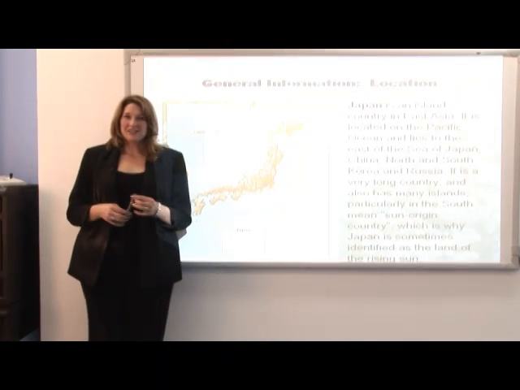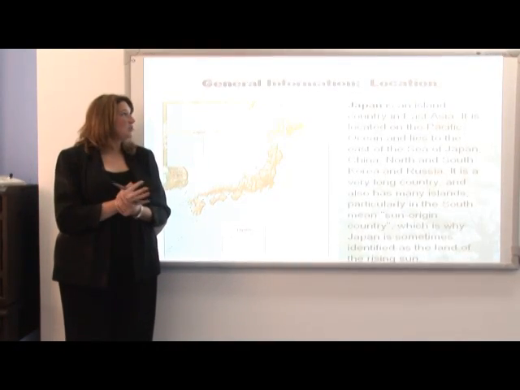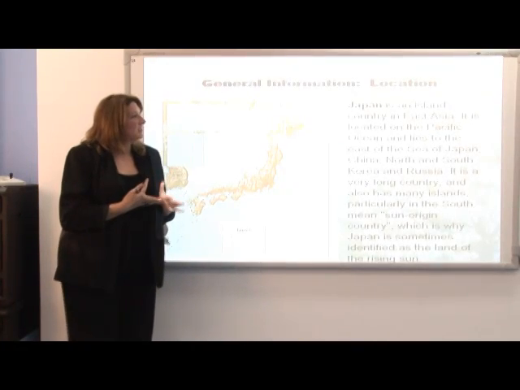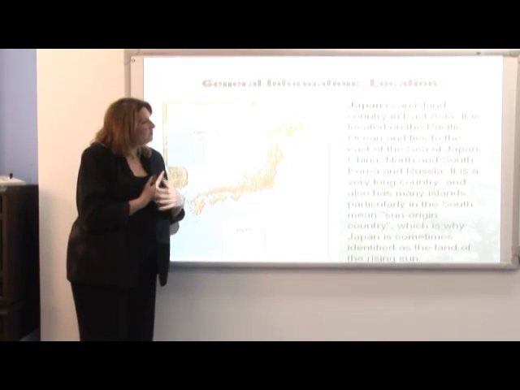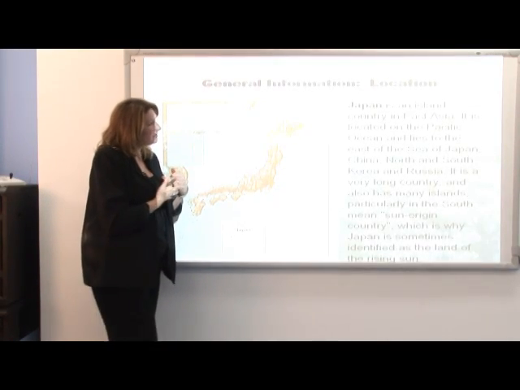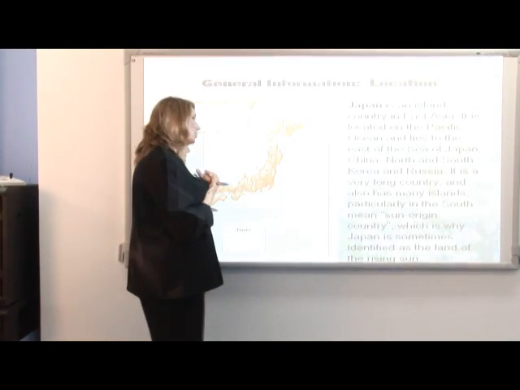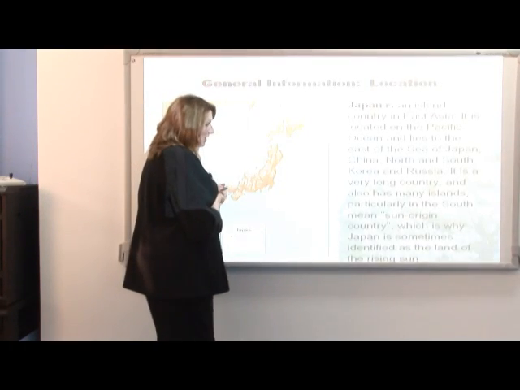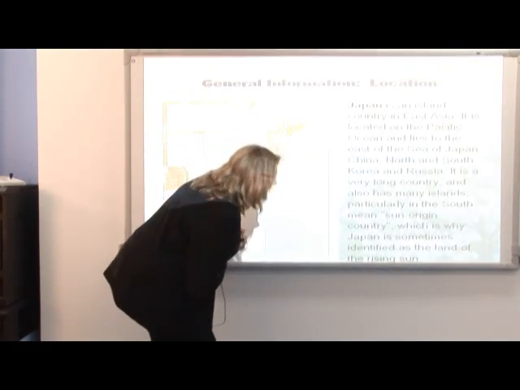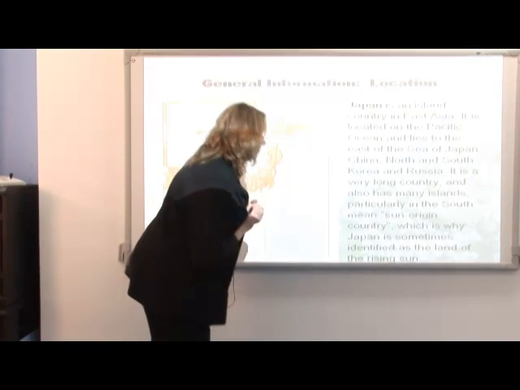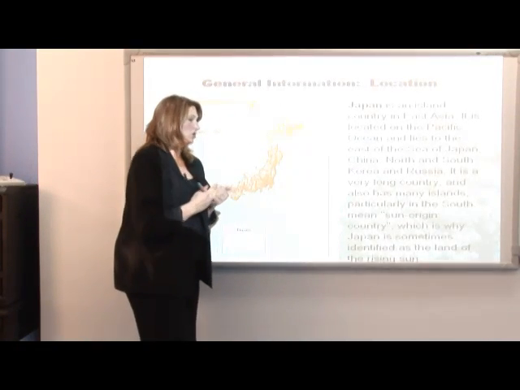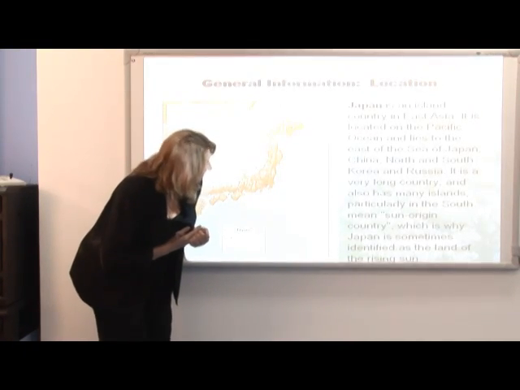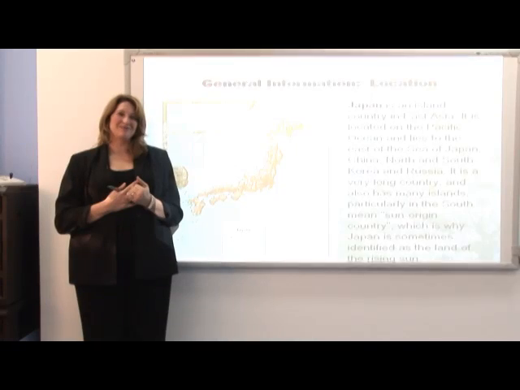First of all, I'd like to tell you about the location of Japan. Japan is an island country in East Asia. It is located on the Pacific Ocean and lies to the east of the Sea of Japan, China, North and South Korea, and Russia. It is a very long country and also has many islands, particularly in the south. It means sun origin country, which is why people sometimes call Japan the land of the rising sun.